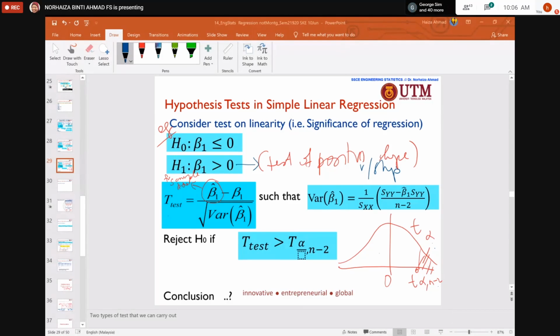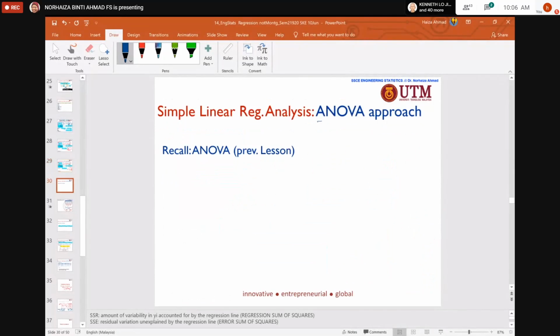Right. Now, the hypothesis test that I've shown just now is when you do a t-test. Do you remember that another approach, apart from the t-test, that is used for hypothesis testing is using an ANOVA approach.